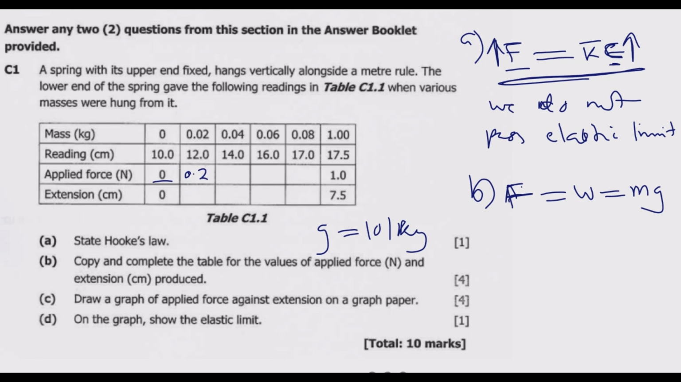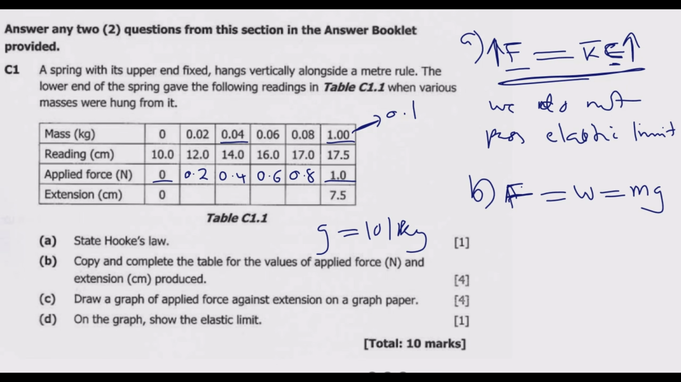Then on this one, it will be 10 multiplied by 0.04, so it becomes 0.4. Similarly, like that, we continue until the last one, which shows 1 kg. Now this 1 kg is an error. It's supposed to be 0.1 kg. You multiply by 10, so it will give you 1 newton. So basically, this is what is happening.